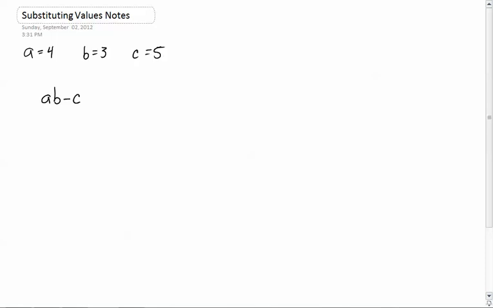Now, the way I'm going to teach you to do this is whenever you substitute a value for a letter, you should put it in parentheses. The reason for that is because when there's positives and negatives and that kind of thing later, it will be much, much easier if you've done that. So let's go ahead. We're going to put a 4 in for the A. And so I'm going to put a 4 right there. And then for the B, we're going to put a 3. And then we're going to go minus C. And C is 5. All right, so there we go.